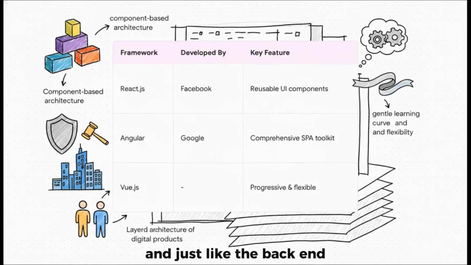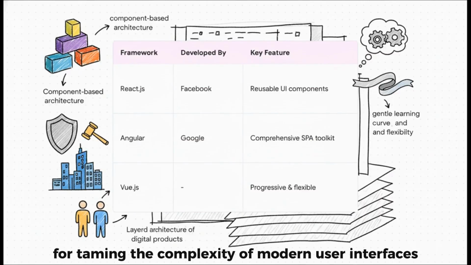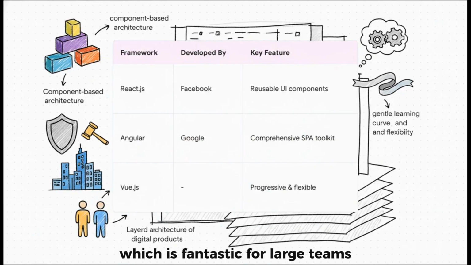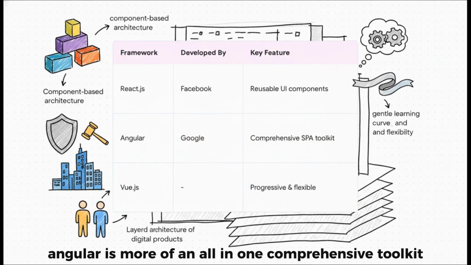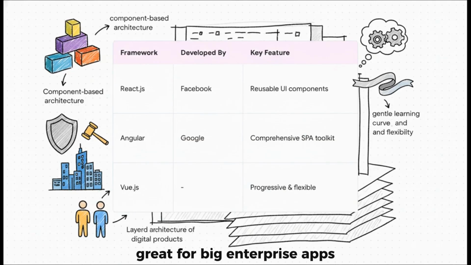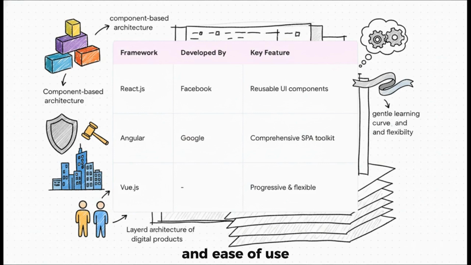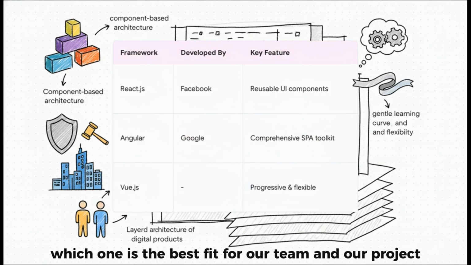And just like the backend, you're not building this from scratch. Front-end frameworks are essential for taming the complexity of modern user interfaces. React, for example, is built around this idea of reusable components, which is fantastic for large teams. Angular is more of an all-in-one, comprehensive toolkit, great for big enterprise apps. And Vue kind of strikes a balance between flexibility and ease of use. The question isn't which one is the best, it's which one is the best fit for our team and our project.